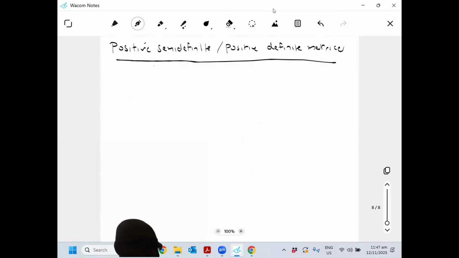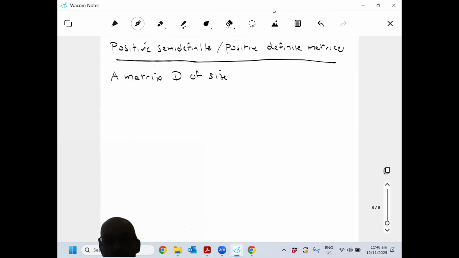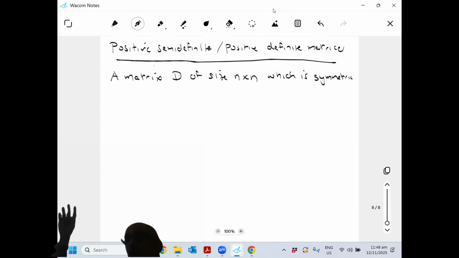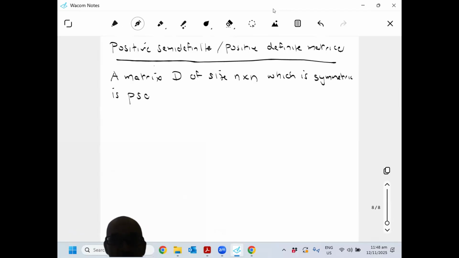Let me first tell you what a positive semi-definite and a positive definite matrix is. A matrix D of size n by n, which is symmetric, meaning the ij entry is the same as the ji entry, is positive semi-definite, PSD for short, if x transpose Dx is non-negative for every x in Rn.